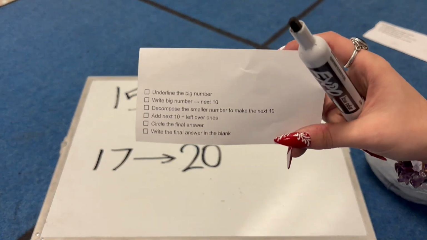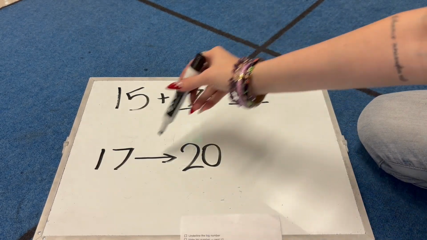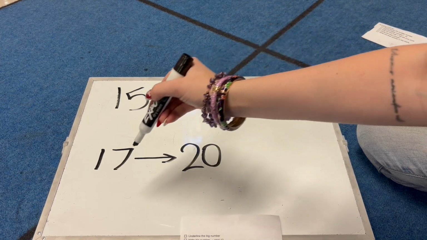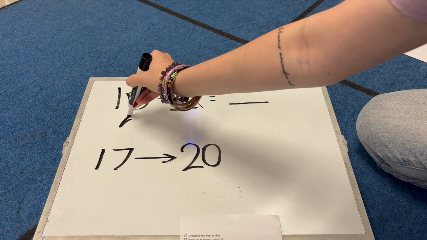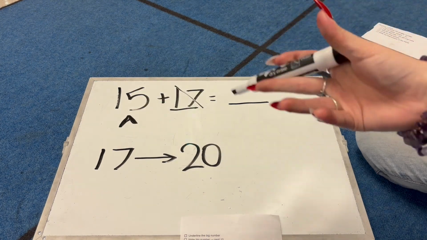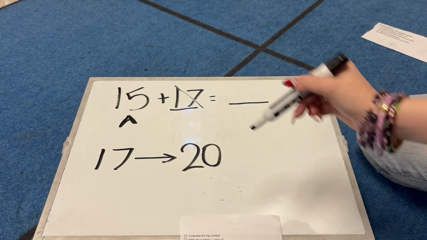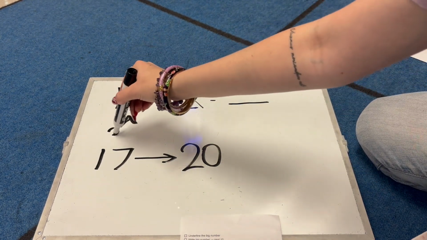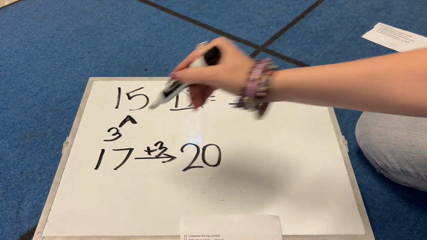Okay, then it tells me to decompose the smaller number to make the next 10. So I've already used my 17, I'm going to cross it out. And I need to go from 17 to 20. So I need to take some numbers from my 15 so that my 17 can become 20. So I know I need 3 to get from 17 to 20. So I'm going to take 3 from my 15 and add it here.